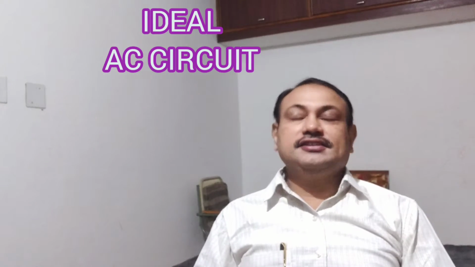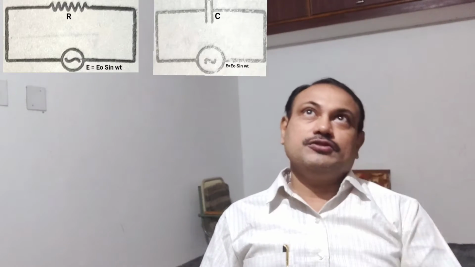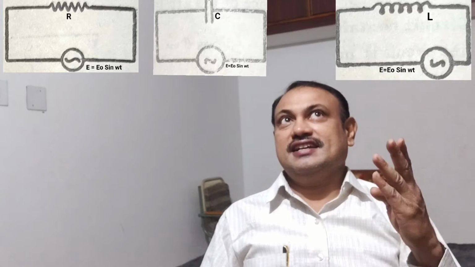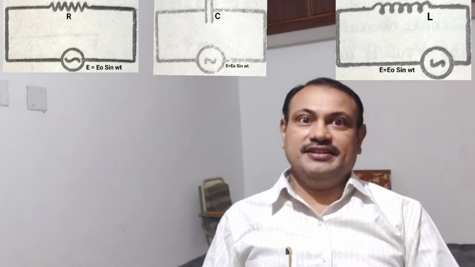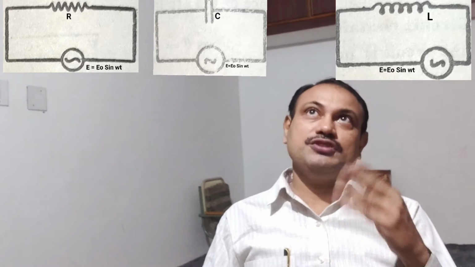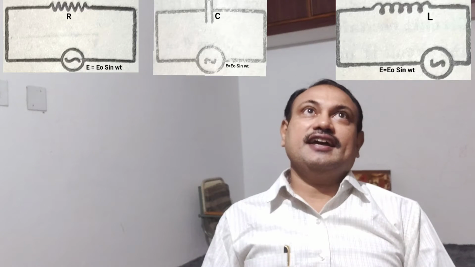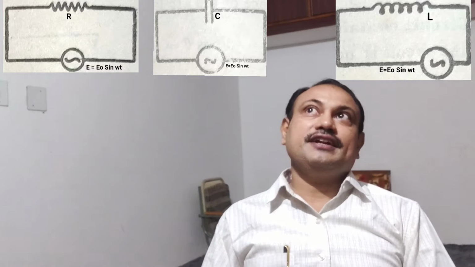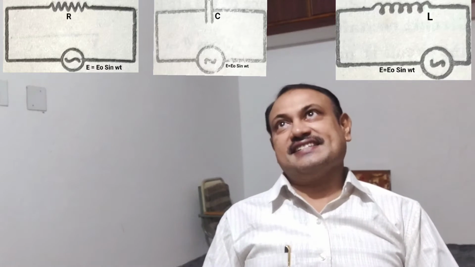Well, let us discuss the ideal AC circuits. Ideal in the sense that we will discuss here the AC circuit with pure R, AC circuit with pure C, and AC circuit with pure L, where R is the resistor, C is the capacitor, and L is the inductor. Now, if you see the three diagrams, R, C, and L respectively is connected to E equal to E0 sin omega t, which is the AC signal.